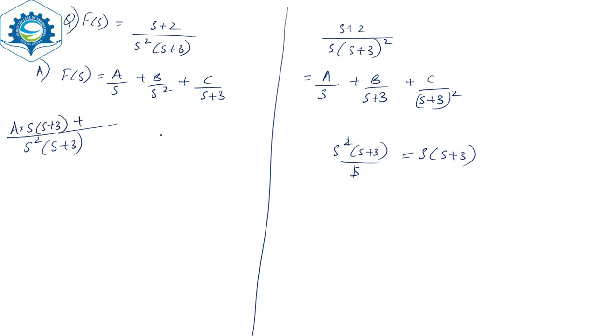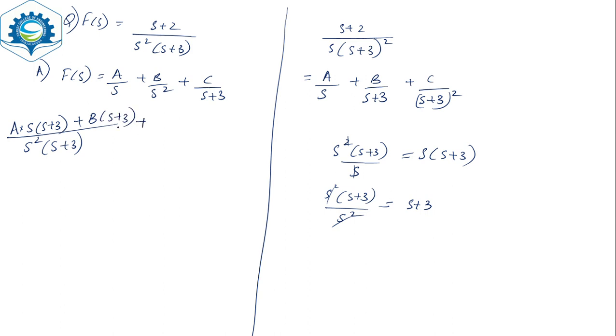What will be the second term? Again you divide the LCM denominator by s square, that is the denominator of b. So again you take s square into s plus 3 divided by s square. What do you get? These get cancelled, you get s plus 3. So you have to multiply b with s plus 3.